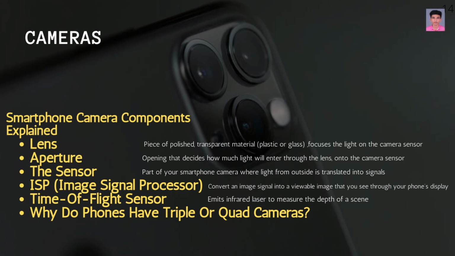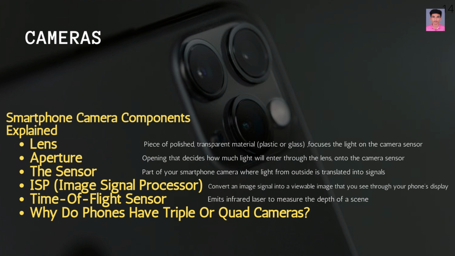The next is cameras. Nowadays, cameras have become an important part of mobile handsets because they have replaced the traditional cameras. So the advantage of cameras inside a smartphone is that it can be carried in the pocket everywhere. So a smartphone camera has components like lens, sensor, ISP, and time of flight sensor.